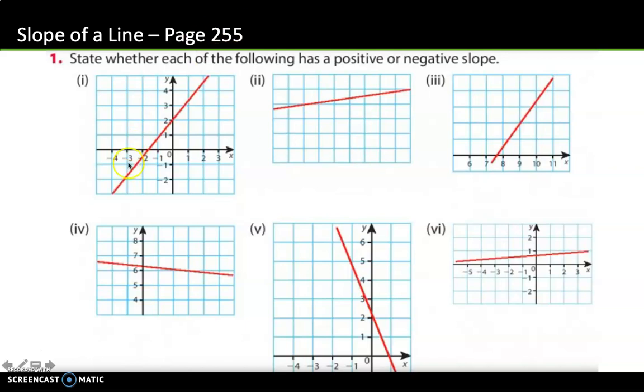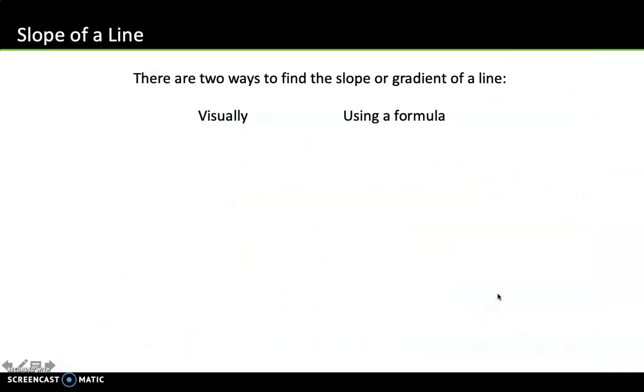For the first one, we can see that it's going up from left to right, so that one's going to be positive. The same with the second one. It's very slowly going up from left to right, so it's also going to be positive. This one, if we read it from left to right, it's going up, so this is also positive. This one from left to right, it's going down, very slowly, but it's going down, so that means it's negative. This one is also going down from left to right, so it's negative. And the last one is going up from left to right, so it's positive.